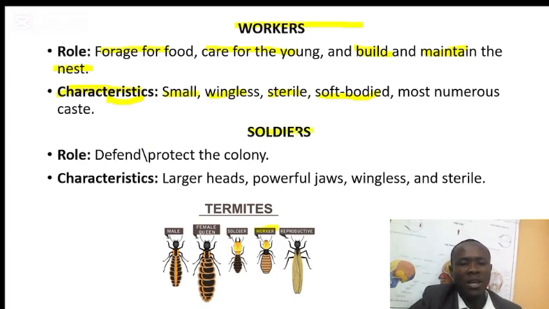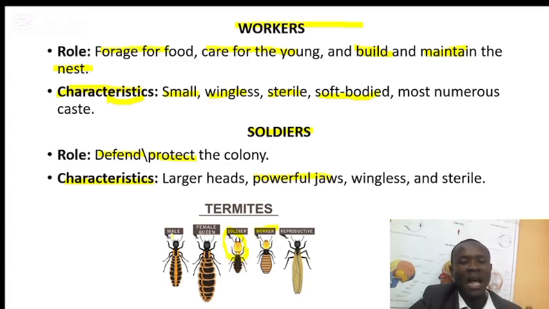And we have the soldier here, just like we have in our country or in any country. Their role is to defend or protect the colony. Their characteristics: they have a larger head. Observe their head here compared with the others. They have the largest head among all of them, and they have a powerful jaw. Look at it here. This is their mandible, this one here. They are also wingless and sterile. That means they do not have wings and they cannot reproduce.